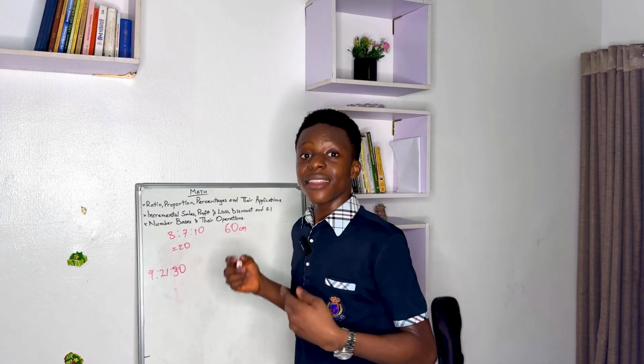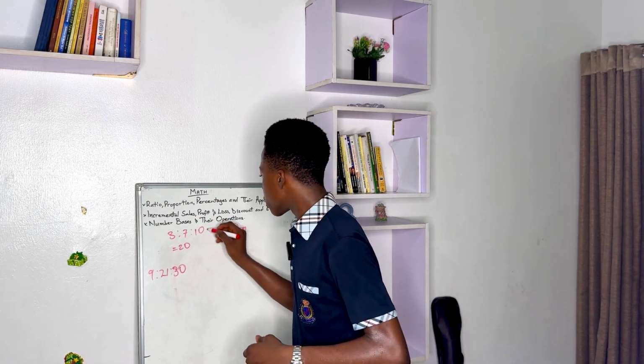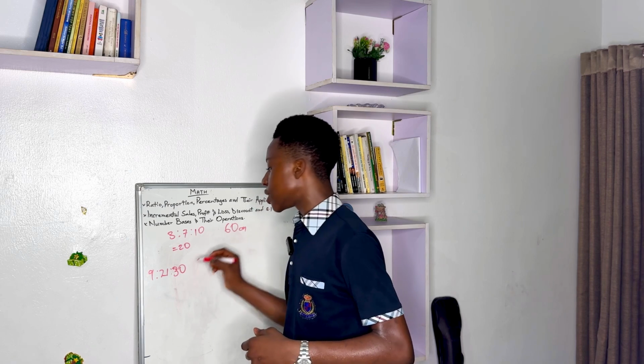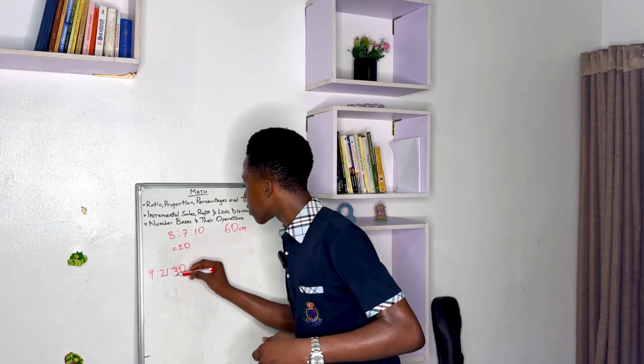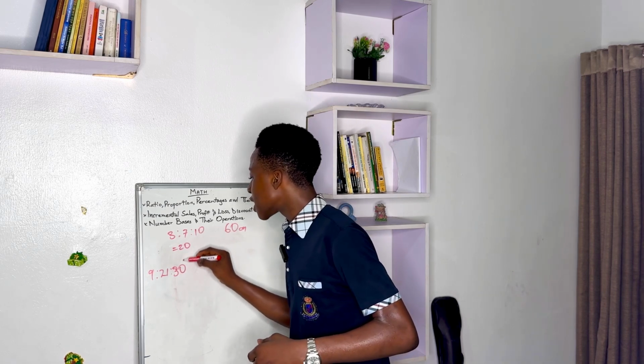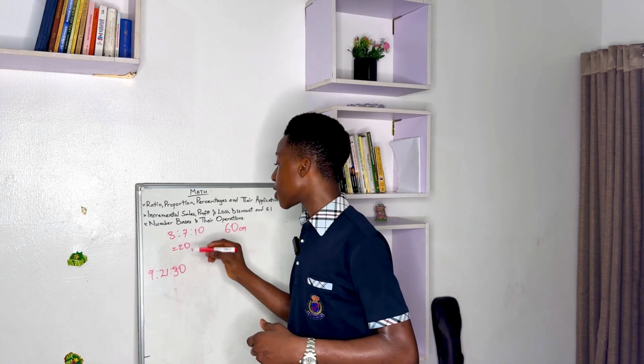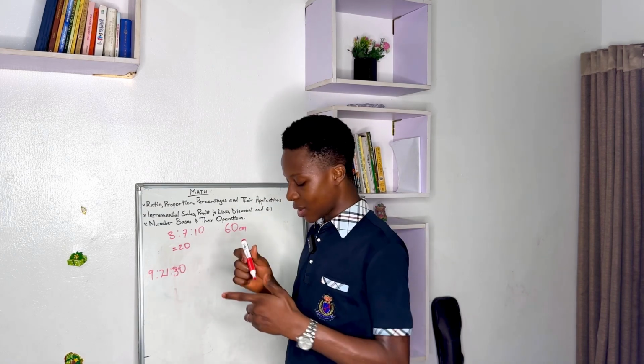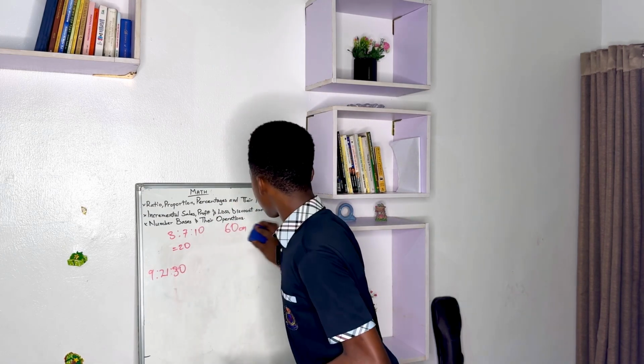As you can see, this is also an equal ratio because 10 had to multiply by 3 to give you 30, 7 had to multiply by 3 to give you 21, and 3 had to multiply by 3 to give you 9. This is another use of proportion.